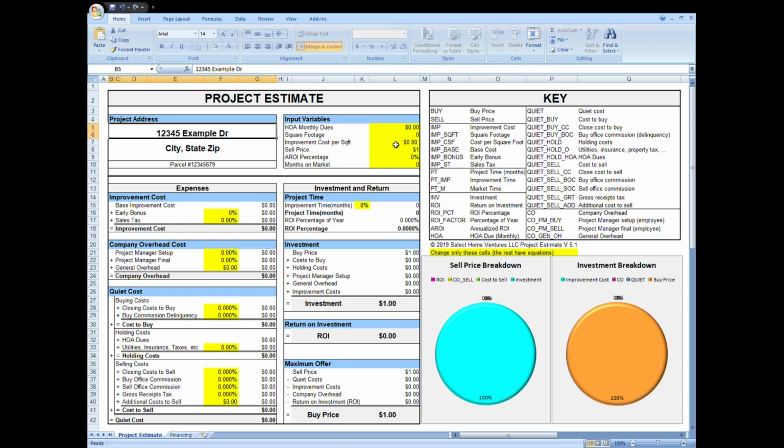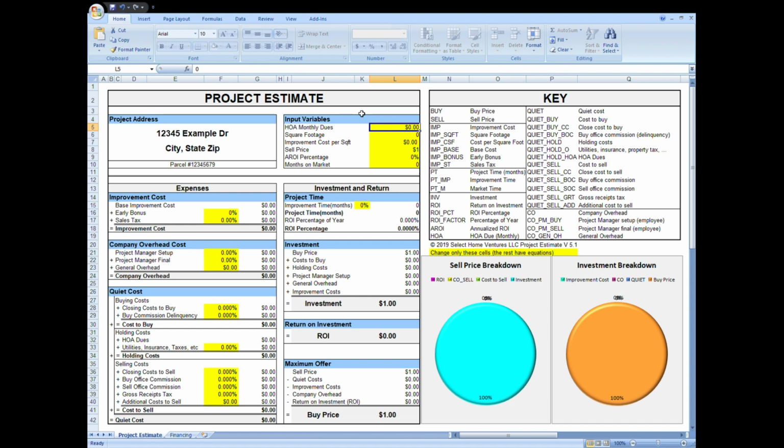The first section is project address. Here you enter the physical address of the property to evaluate. There's also a space for the parcel ID. For this tutorial, we'll leave Example Street as the address. The next section is input variables. This is where you will spend most of your time.